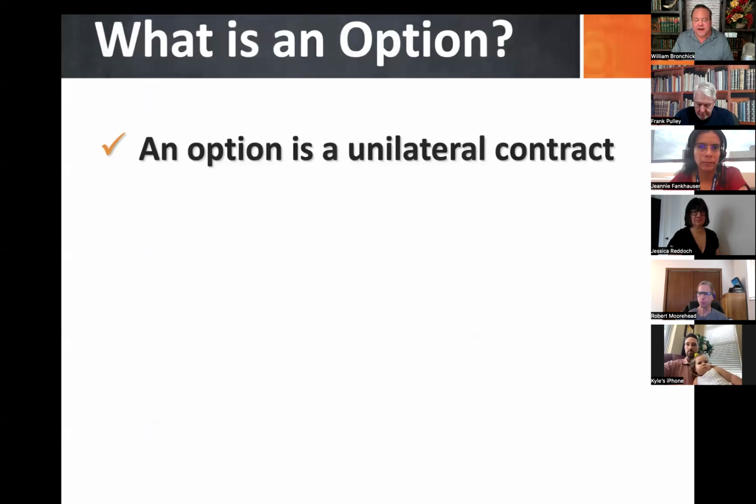So, what is an option? An option is a unilateral agreement, one way. The seller promises and is obligated to sell, buyer is not obligated or promises to buy. It's his option to do so or not do so. It's different than a regular purchase and sale agreement, bilateral, where both parties promise.